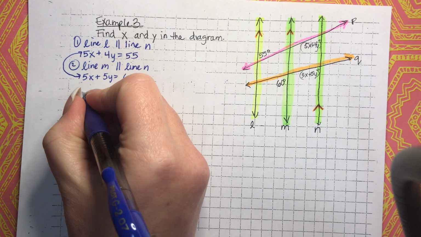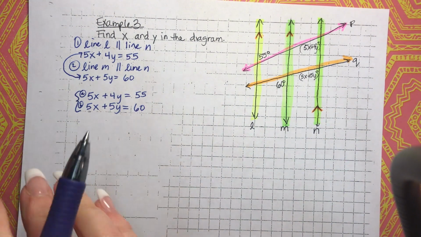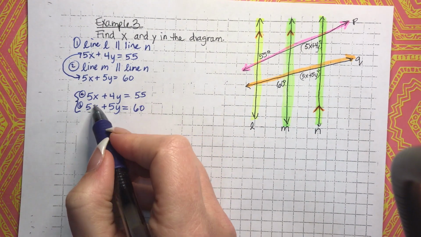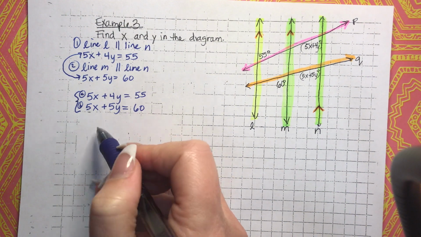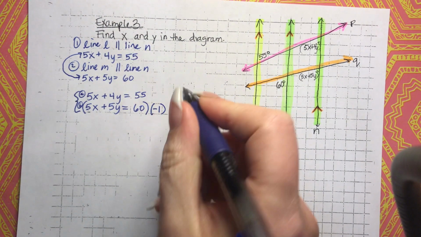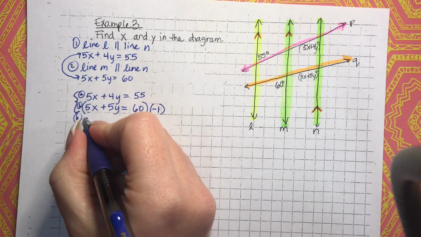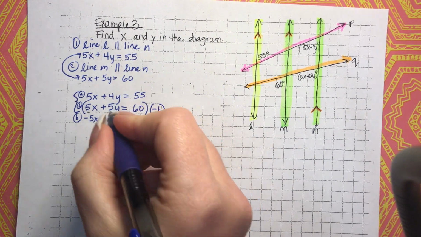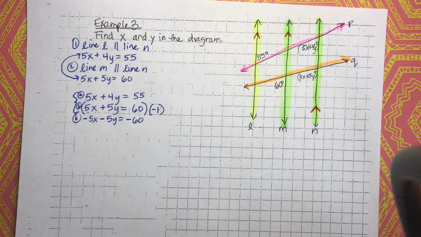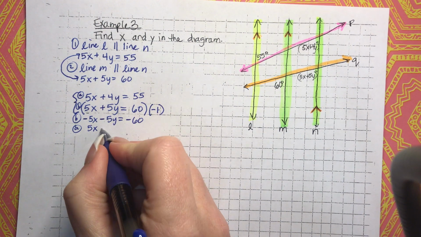So I'm going to call this my equation A, and this is my equation B. And what I'm going to do is multiply one of these equations by -1, and if I do that, it's going to make one of these 5x's negative, which is what I need. So I'm going to multiply this entire equation by -1. That means -1 needs to be multiplied through. So my equation B, -1 times 5x is going to be -5x. -1 times 5y is going to be -5y. And lastly, -1 times 60 is going to be -60. Okay? So this is my new B, and then I'm just going to rewrite my equation A here.